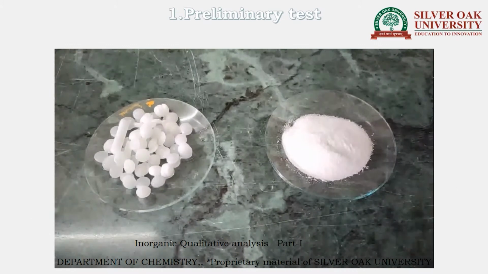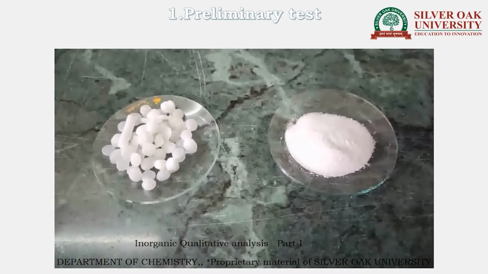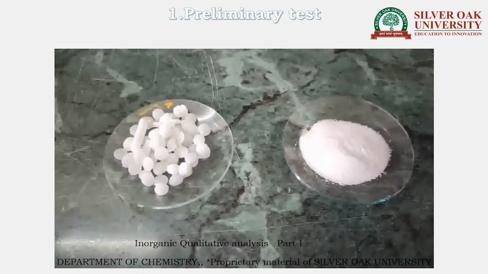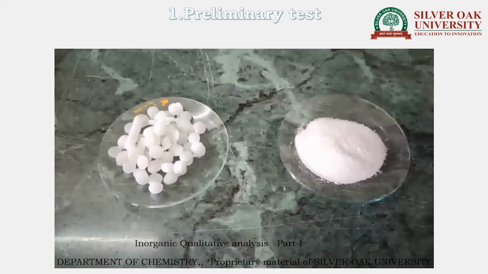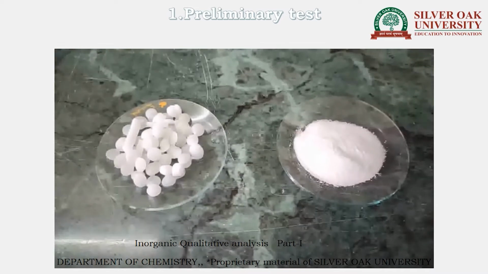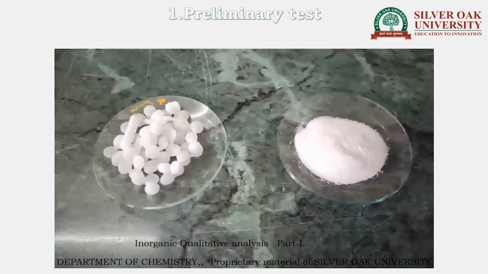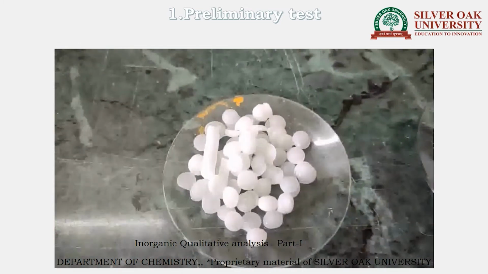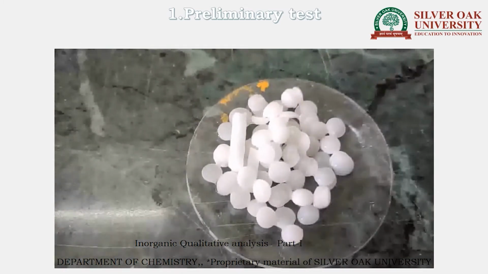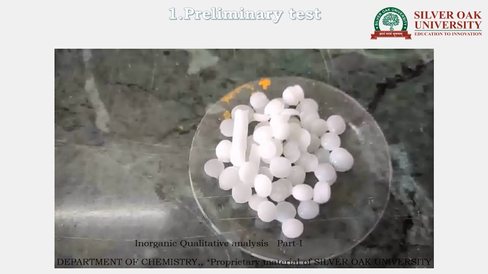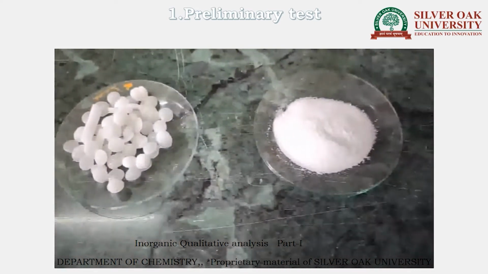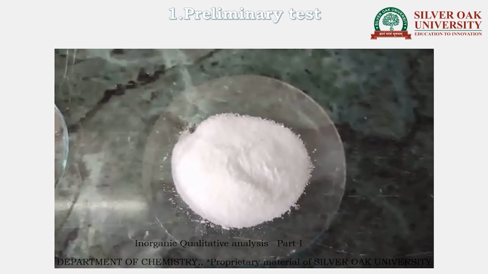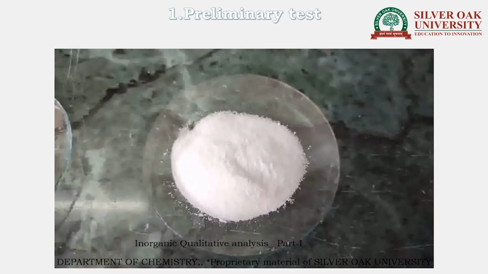Now you can see here two types of mixture are given, crystalline and amorphous. How can you decide which is crystalline and which is amorphous? Here is some technique. The crystalline mixture has some shape and is like solid particles. You can see it is like a solid particle, and the amorphous one is in powder form. You can see this mixture is in powder form.